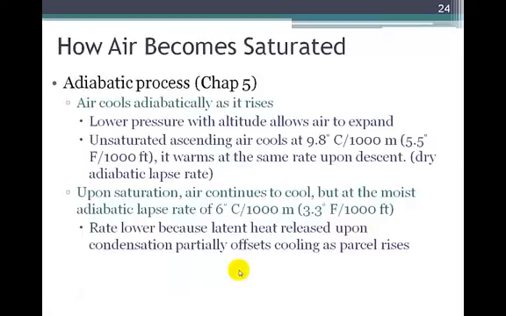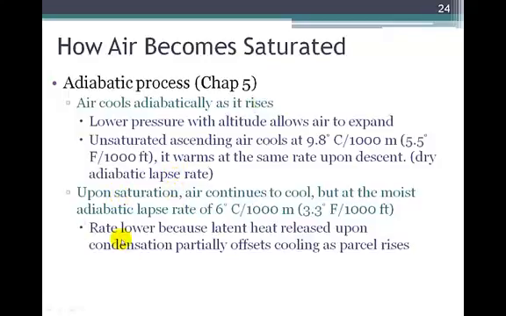So these adiabatic processes are important for talking about what happens to air as it rises and cools. So air cools as it rises, again because lower pressure higher up in the atmosphere allows the air to expand. And we talked about the unsaturated or the dry adiabatic lapse rate that air cools at. There's that negative 10 degrees per 1,000 meters, which is also 5.5 degrees Fahrenheit per 1,000 feet. And then it warms at the same rate upon descent.